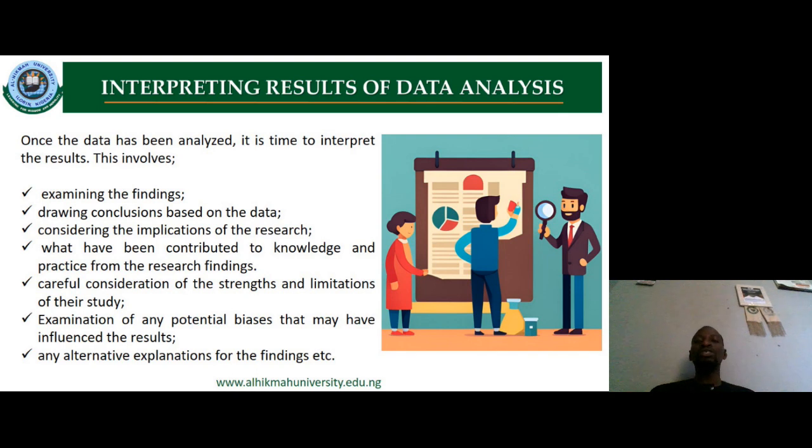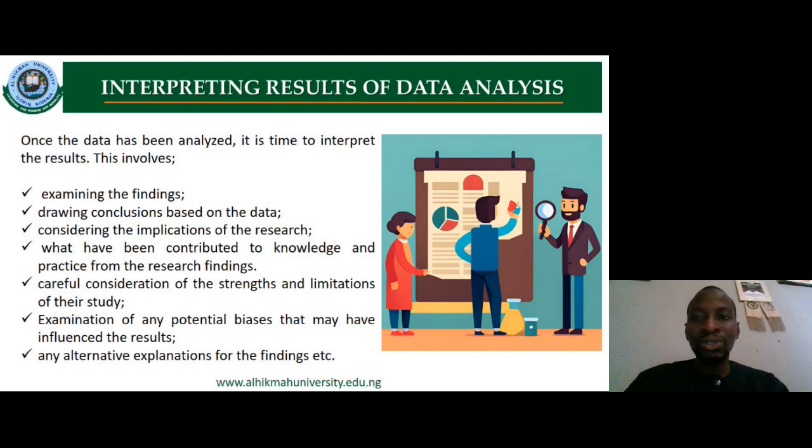Then you tell us what you have contributed to knowledge as well as practice from your finding. You try to tell us explicitly when you are discussing your findings that, in line with what I have found out, it is encouraged that everybody should study well so that they can perform well, although other variables are attached. You will tell us what you have contributed to knowledge, and you also consider the strength and limitation of your study. If you are trying to generalize your study, you tell us the scope of the study and what should be taken into consideration when applying it somewhere.